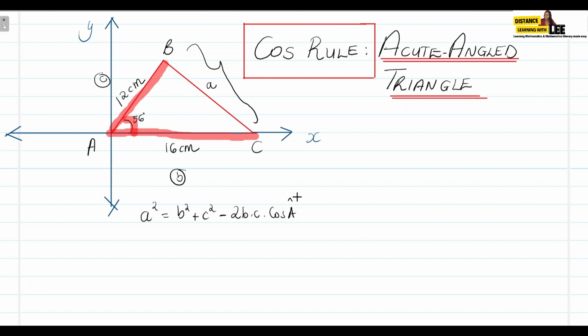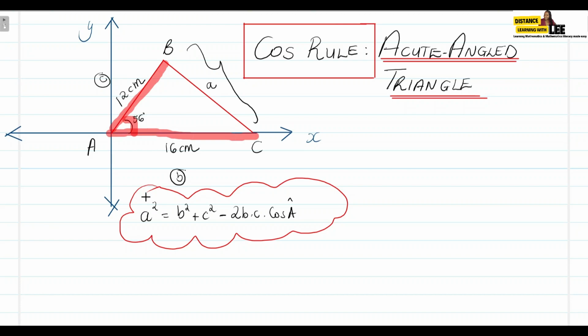So in this video tutorial, this is what we're actually trying to prove. How did they actually get to this formula to calculate the length of side BC, or side a?